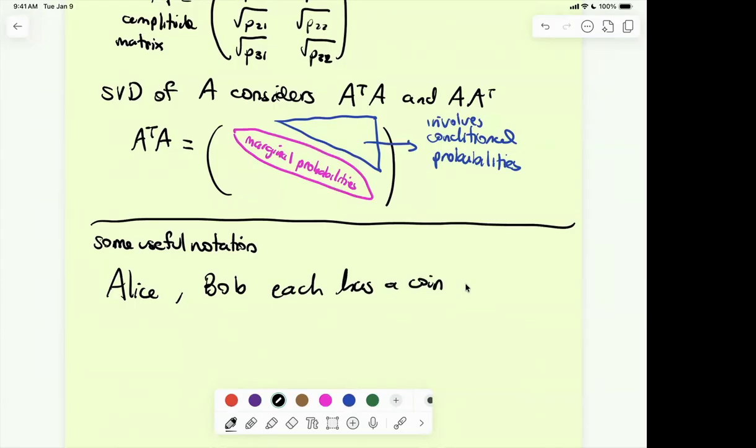The outcomes for Alice, her coin could land on heads or tails. I'll call them HA and TA for heads, tails of Alice, right? So the A is just for Alice. And then Bob also has his coin and it lands on heads or tails, right?